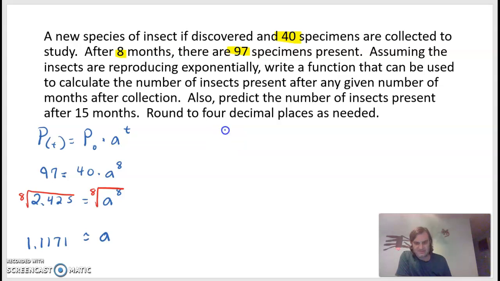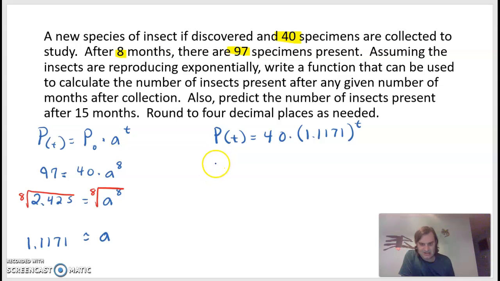So that's the A. So I'm going to write that function with the A in it as P of t equals the 40 I start with times 1.1171 to the t. So that's the function that it's asking me to come up with. And then when it says what would we have after 15 months, we're going to say P of 15. So we'll plug that in. The a that we found goes with t being in months.